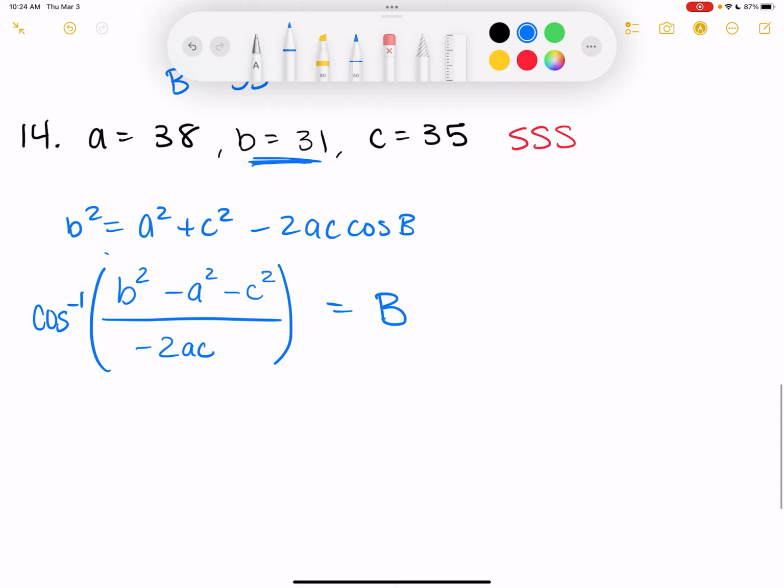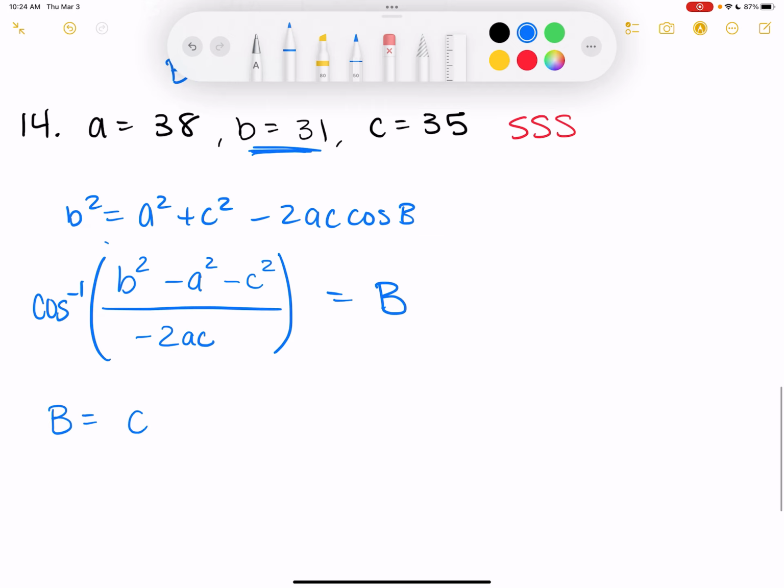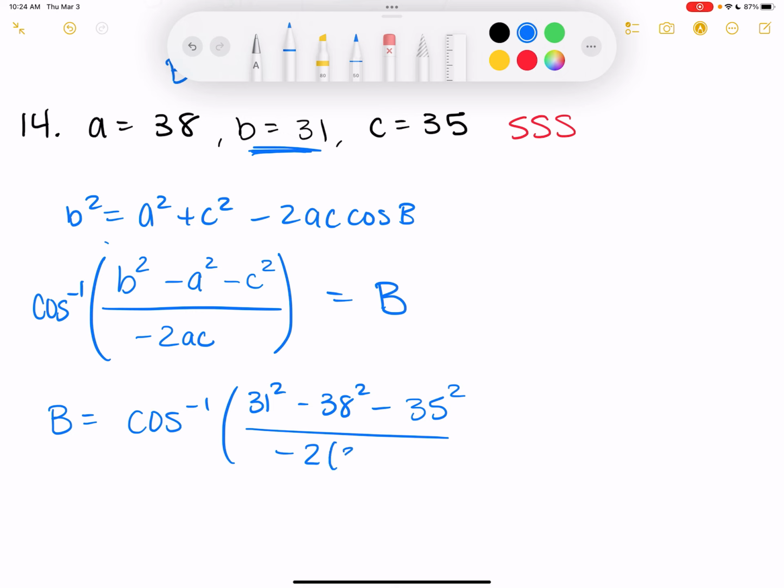Alright, so then B is equal to the inverse cosine of, now fill in everything, 31 squared minus 38 squared minus 35 squared, all over negative 2 times 38 times 35.